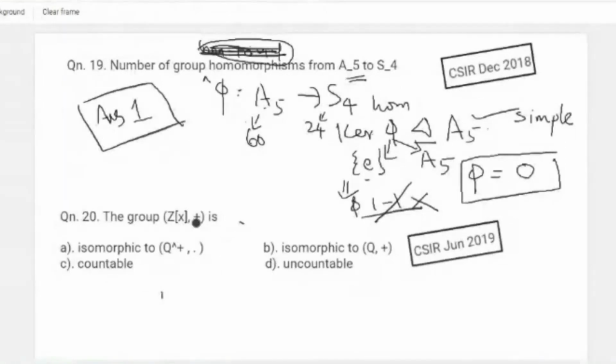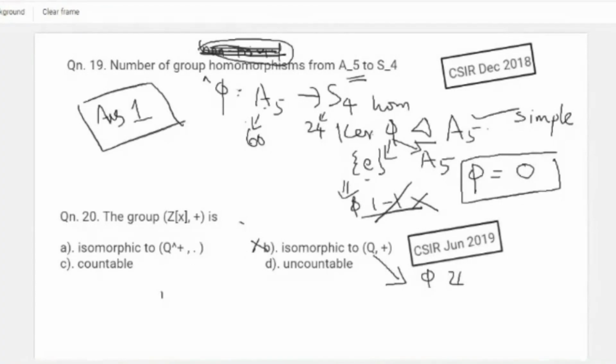Here I think I can conclude with one more question. You can see that the second one is wrong. The group Z[x], the ring of polynomials with integer coefficients, cannot be isomorphic to Q under addition. It's a very easy argument. Suppose there is an isomorphism from Z[x] to Q, then its inverse must be an isomorphism from Q to Z[x].